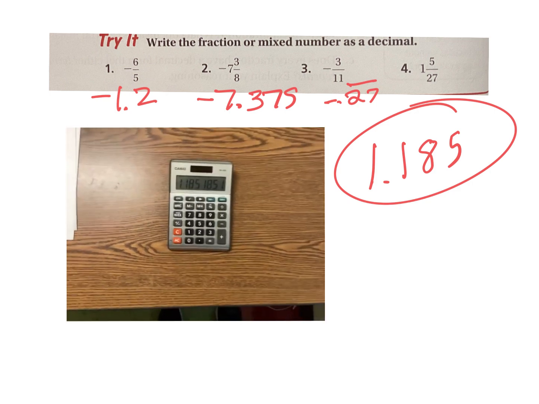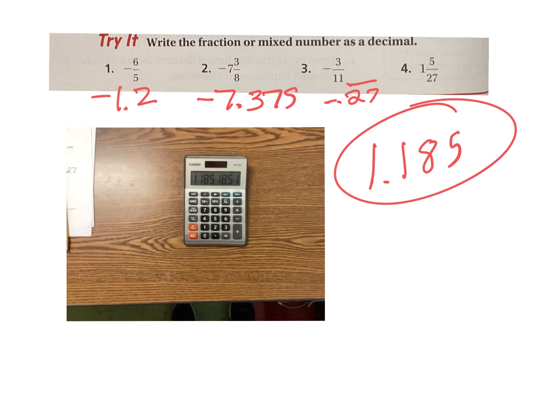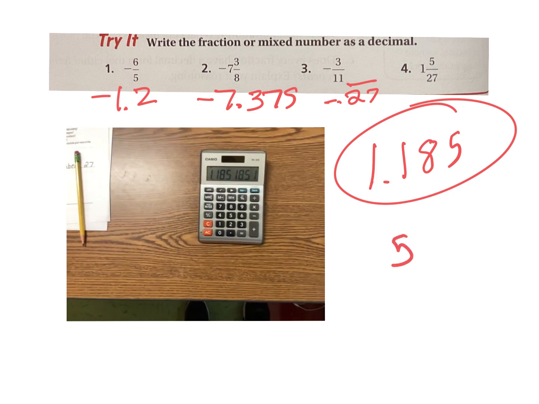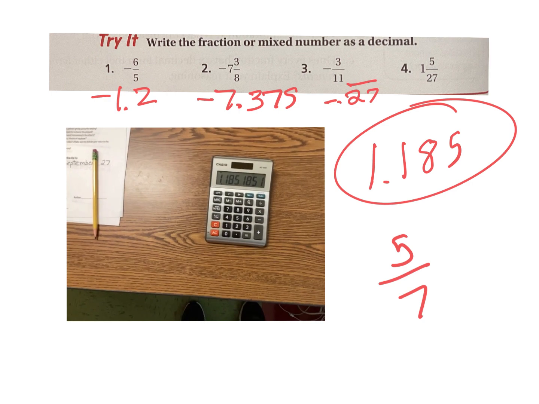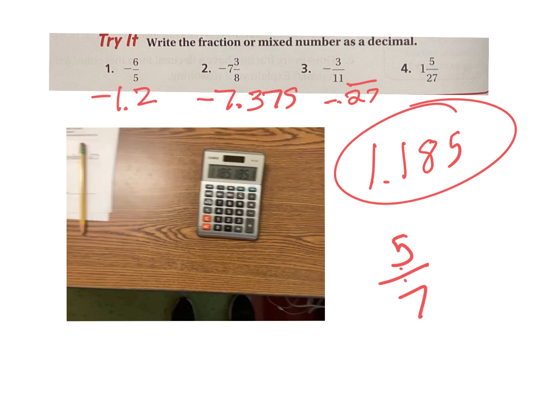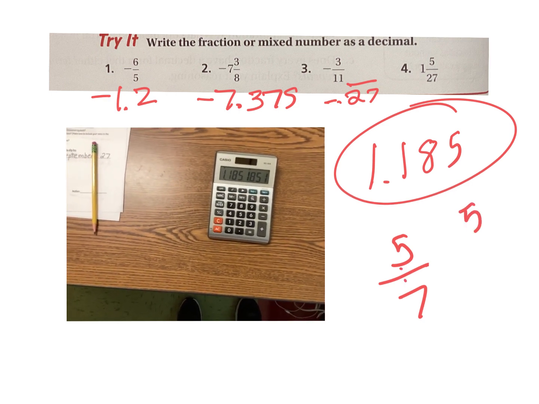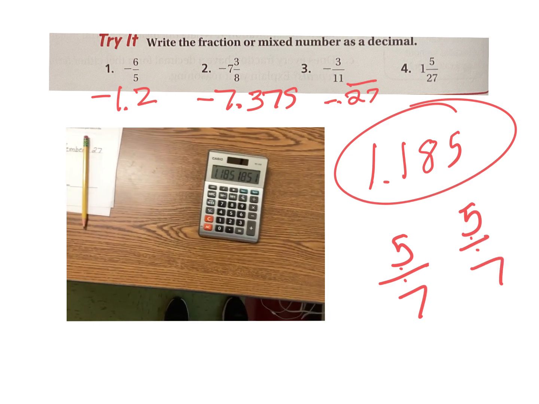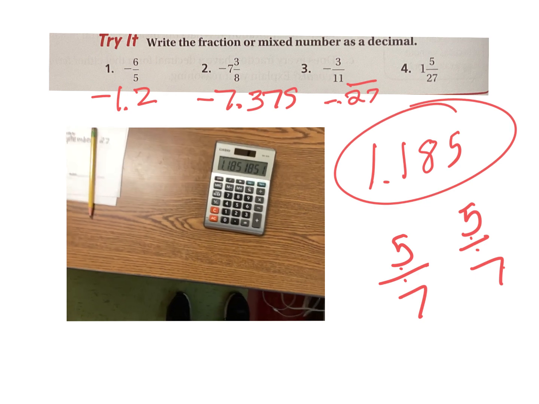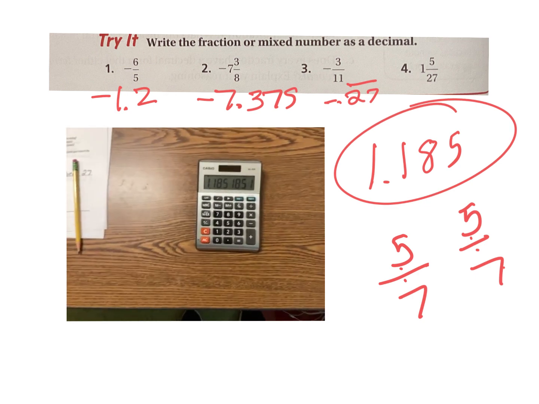And the way I know to put the top number in the calculator first is like, if I have 5/7, I think about this right here as divided by. So 5 divided by 7. Put the 5 in, push divide, 7, and you'll get your answer.